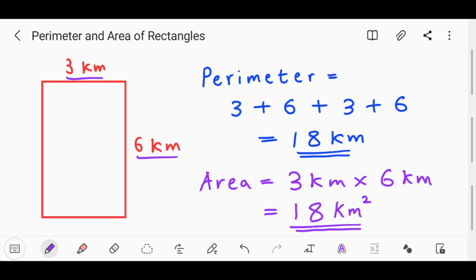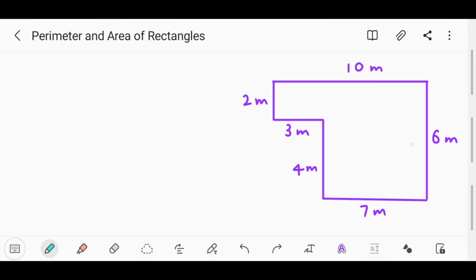Wow, well done. Shall we move on to a more challenging example? You are expected to answer these types of challenging questions if you are in year 5 and above. So this is known as a compound shape, and it's made up of two rectangles. So the first step to answer this would be to divide it into two rectangles.